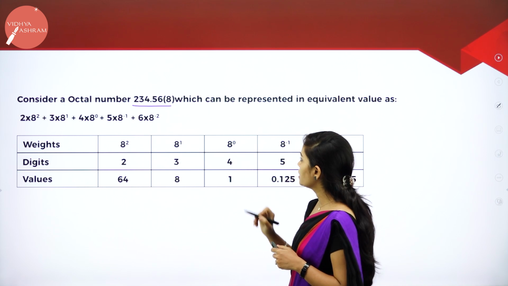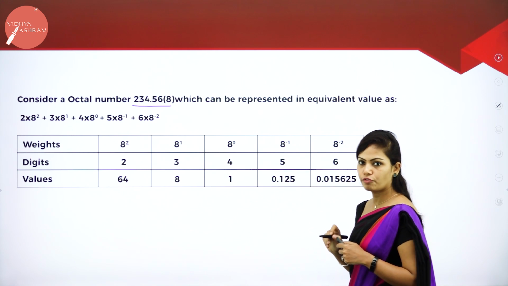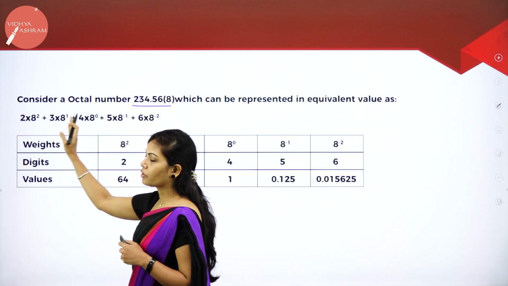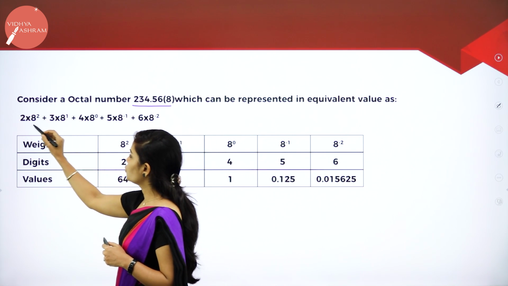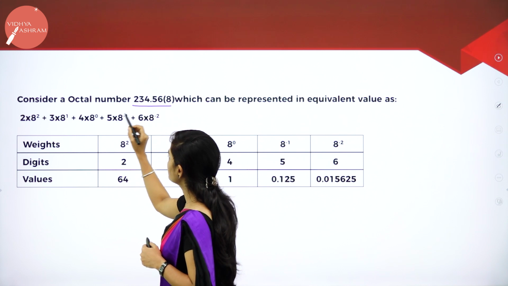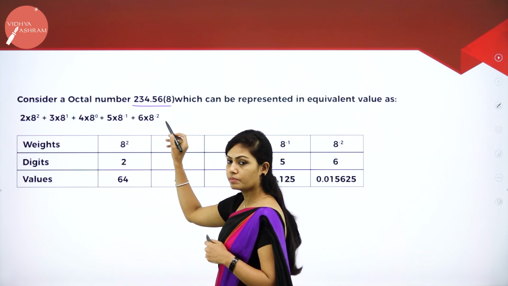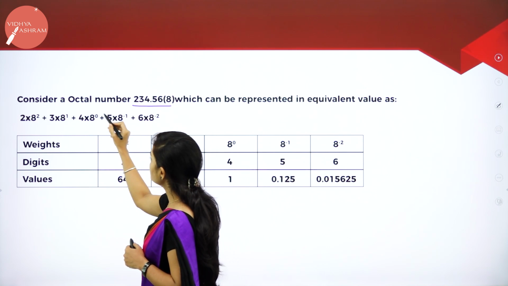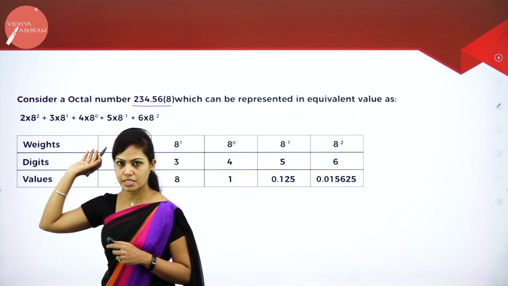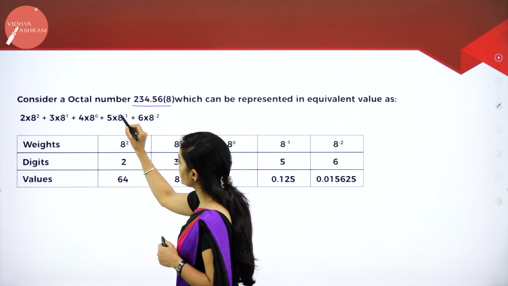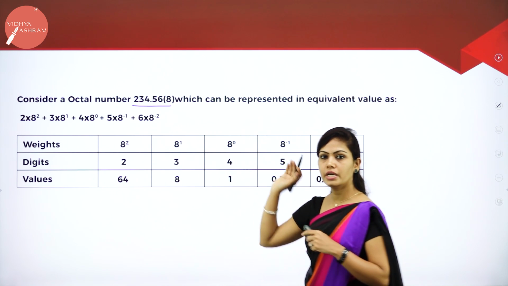234.56 to the base 8, which can be represented in equivalent form by multiplying these digits by powers of 8. That is 2 into 8, 3 into 8, 4 into 8, 5 into 8, 6 into 8. Before the decimal point, you represent the power values as 0, 1, 2, 3, 4, 5, etc. After the decimal point, the powers are -1, -2, -3, -4, etc.